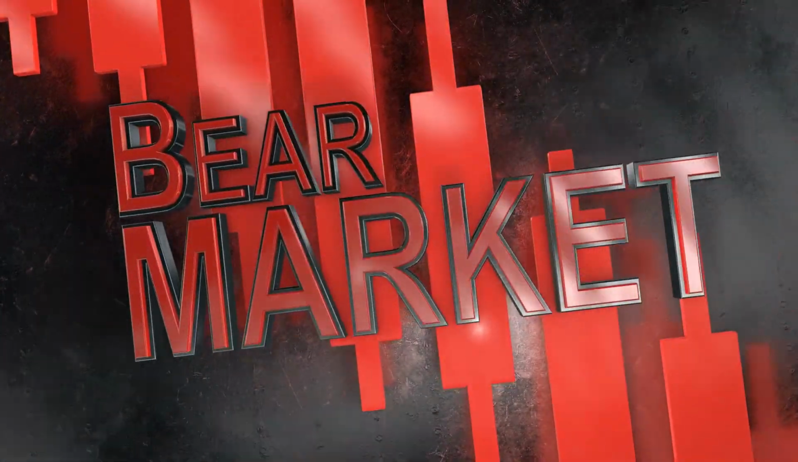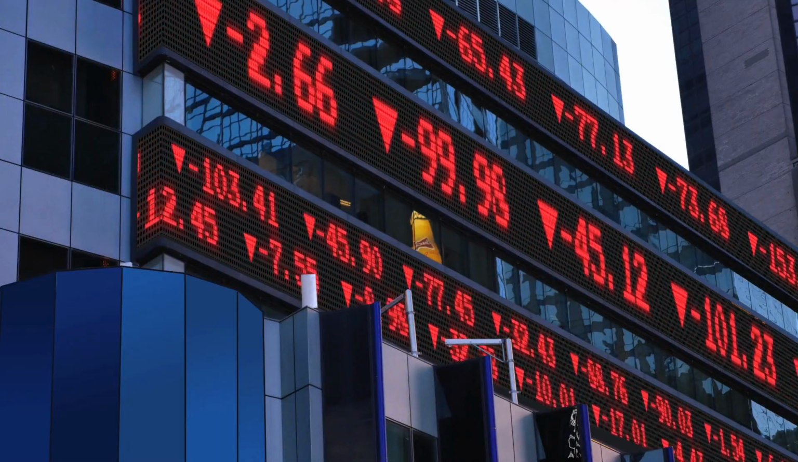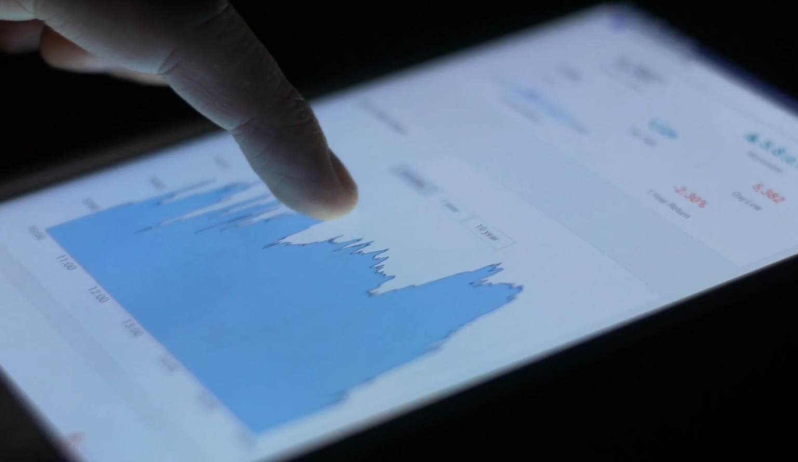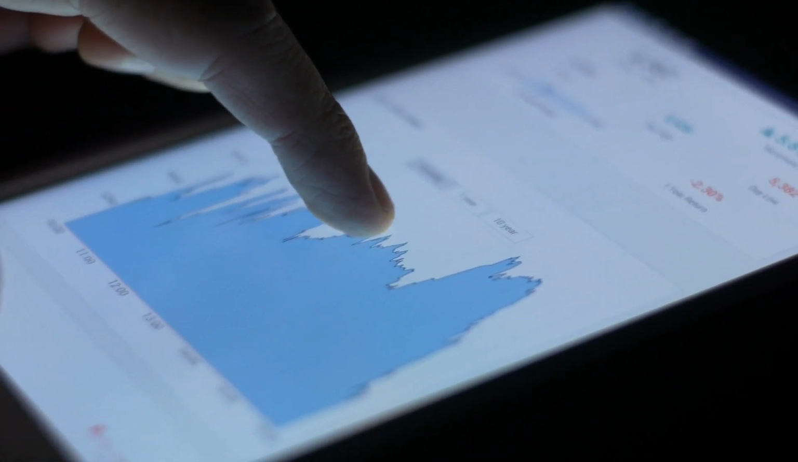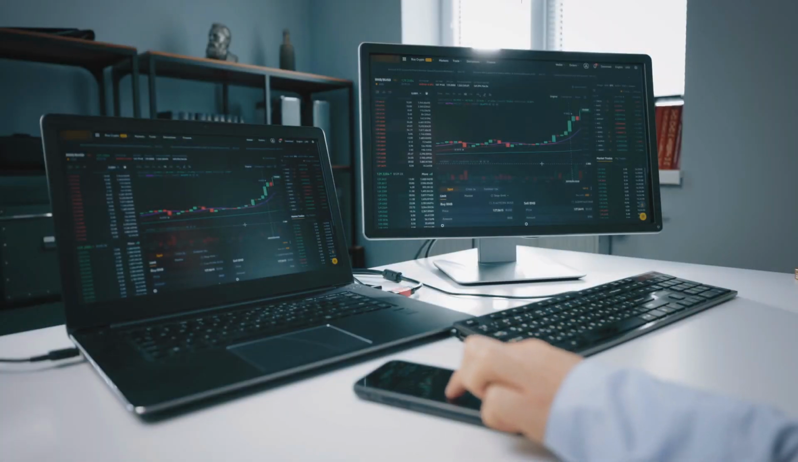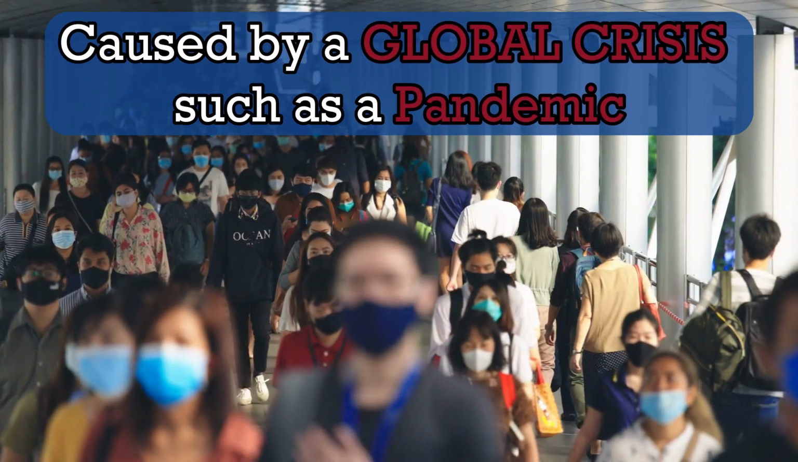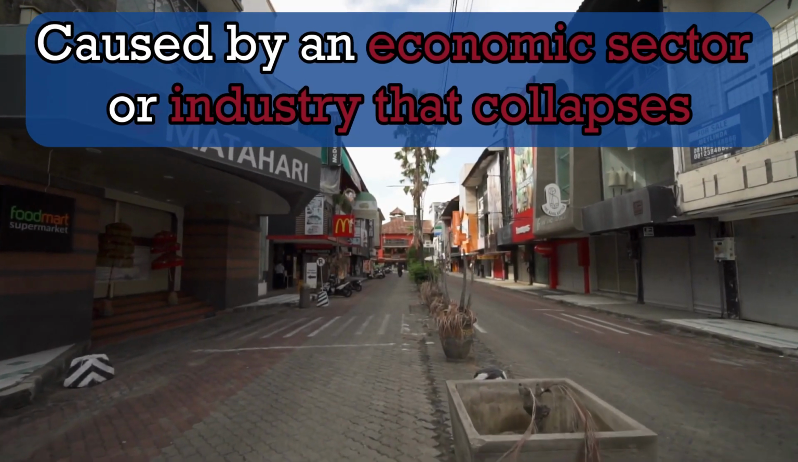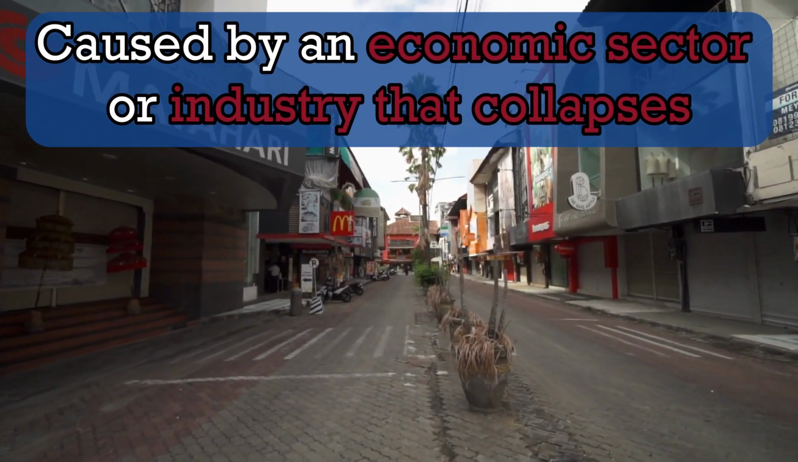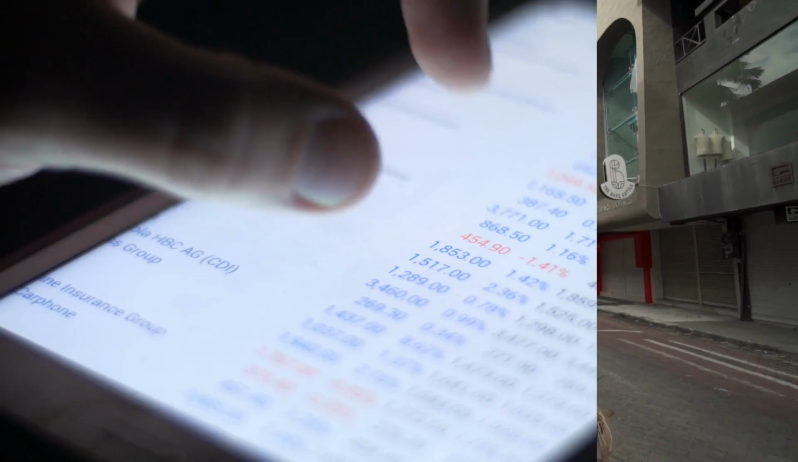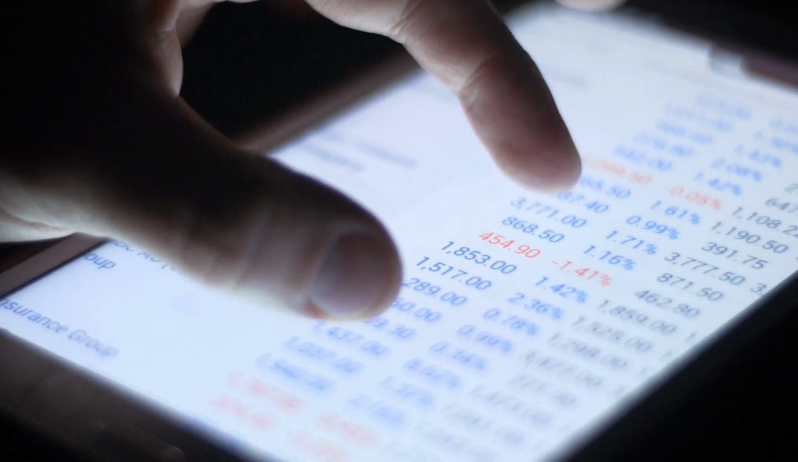However, bear in mind that the term bear market can be used to describe any index of stocks, or any stock that has fallen 20% or more from previous highs. Market corrections in general can be influenced by a lot of things. It can be caused by a global crisis, such as a pandemic, for example, or it could be caused by an economic sector or industry that collapses, affecting the entire market. Despite that, crises don't always affect the market.